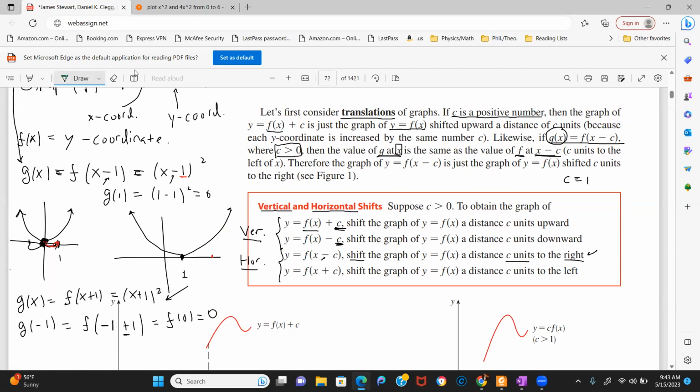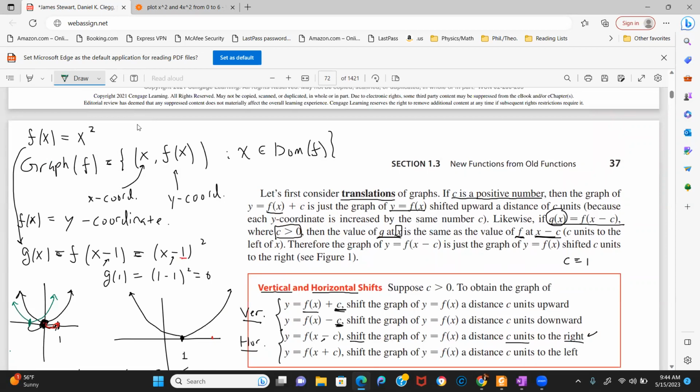So when we evaluated g at negative 1, we found it's the same thing as evaluating f at 0. You have to add 1 to your input, and so it shifts the whole thing over like that. So always keep a model in your head. The vertical case is a little bit easier: you're uniformly adding c to all your y coordinates, so you're shifting up. You're uniformly subtracting c from all your y coordinates, so you shift the graph down. So this one's a little bit easier to figure out.